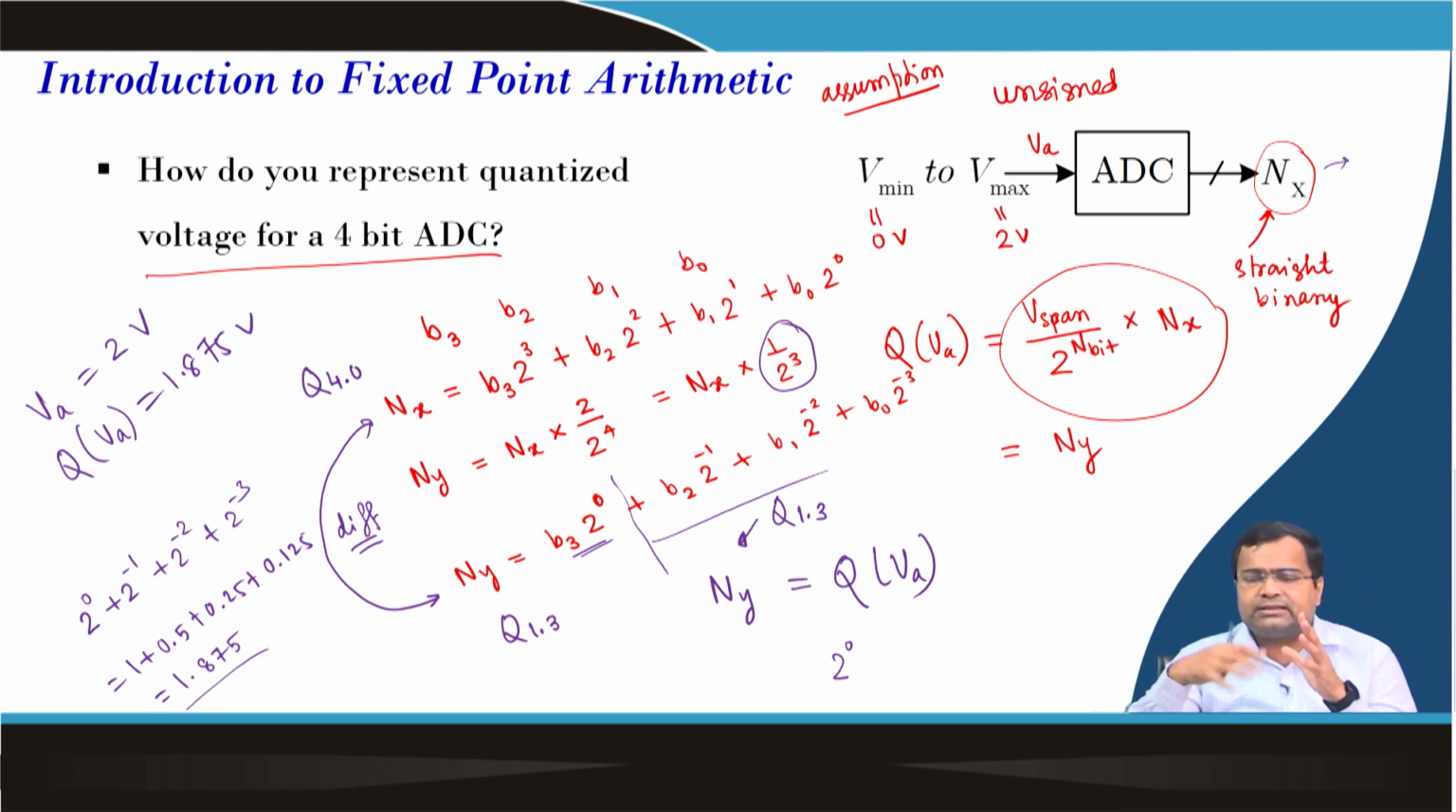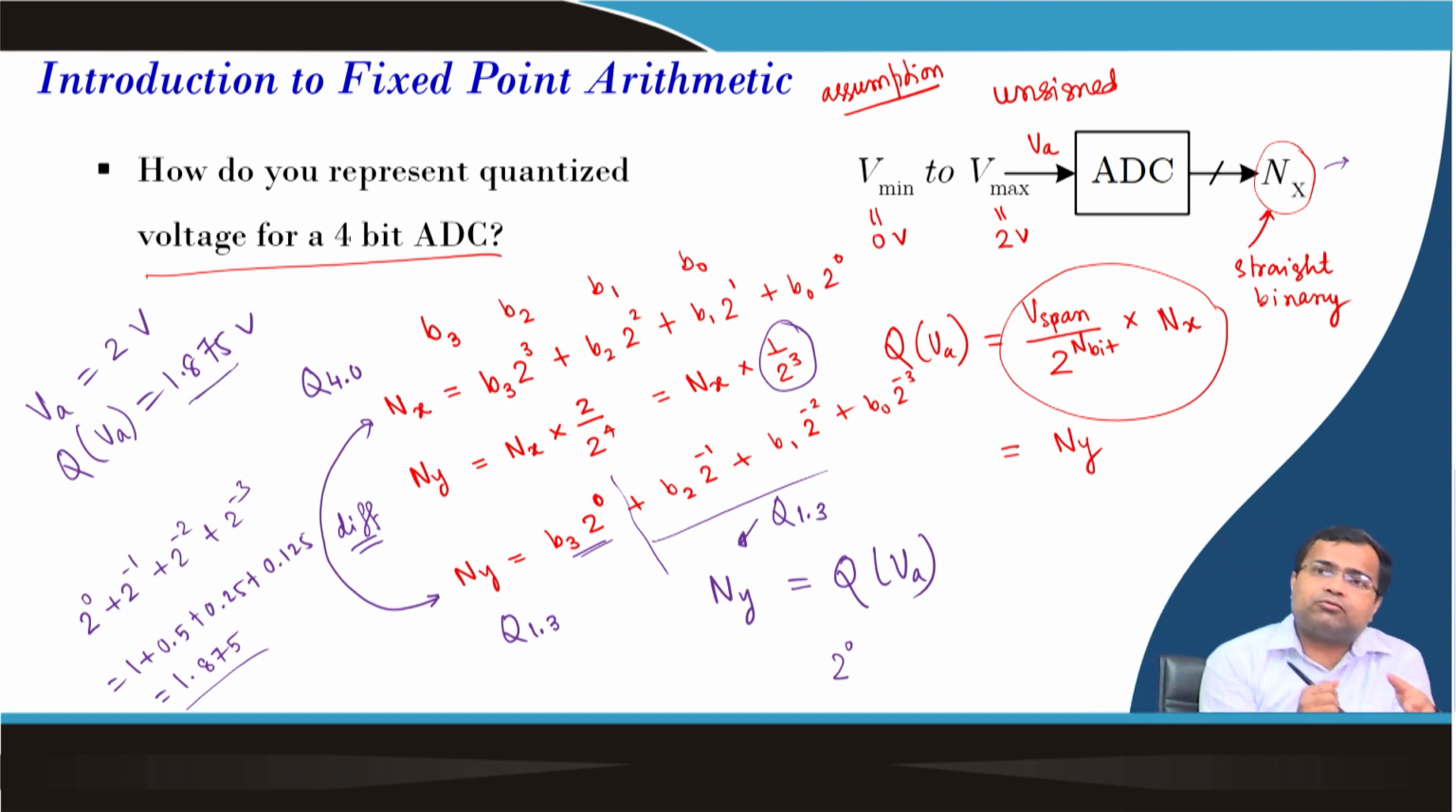So, you need to increase the number of bits, so that you can reach close to 2 volt. If you increase the resolution, this number will come even closer to 2 volt. If you take 6 bits, another bit will come. Like that, you will approach it. But again, we discussed that too many bits may not be acceptable.